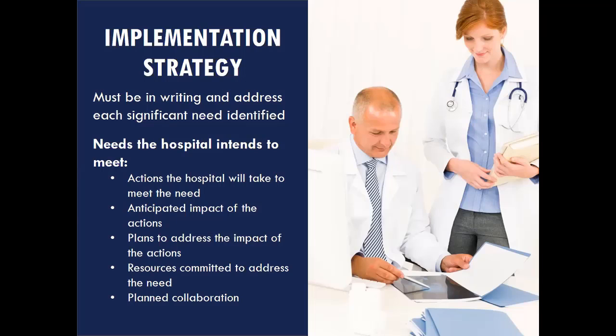So with respect to the needs the hospital intends to meet, your implementation strategy has to have these 5 bullets included in it. So what actions are you intending to take? What do you think the impact is going to be of the actions? What are your plans to address the impact? What resources are you going to commit? And then is there any planned collaboration with other organizations?